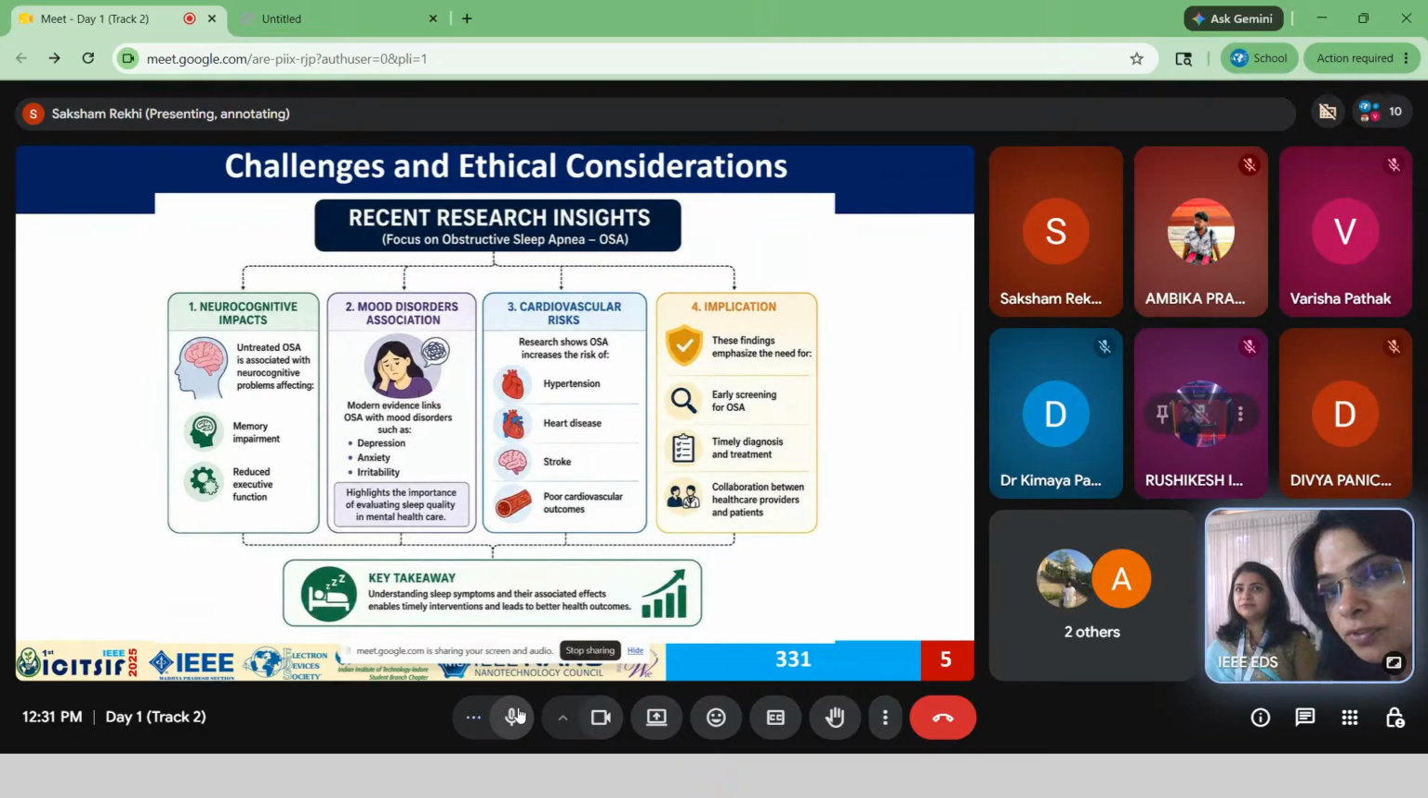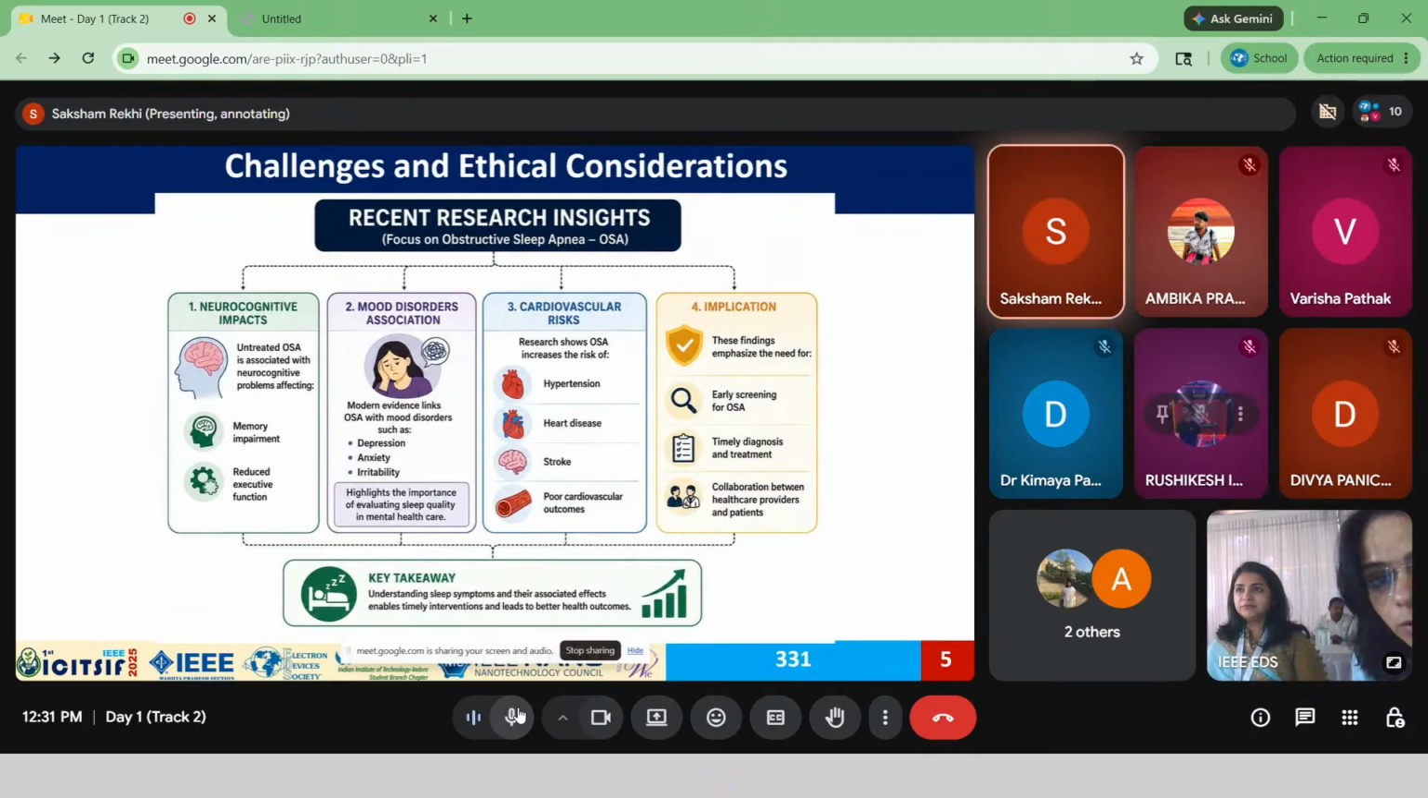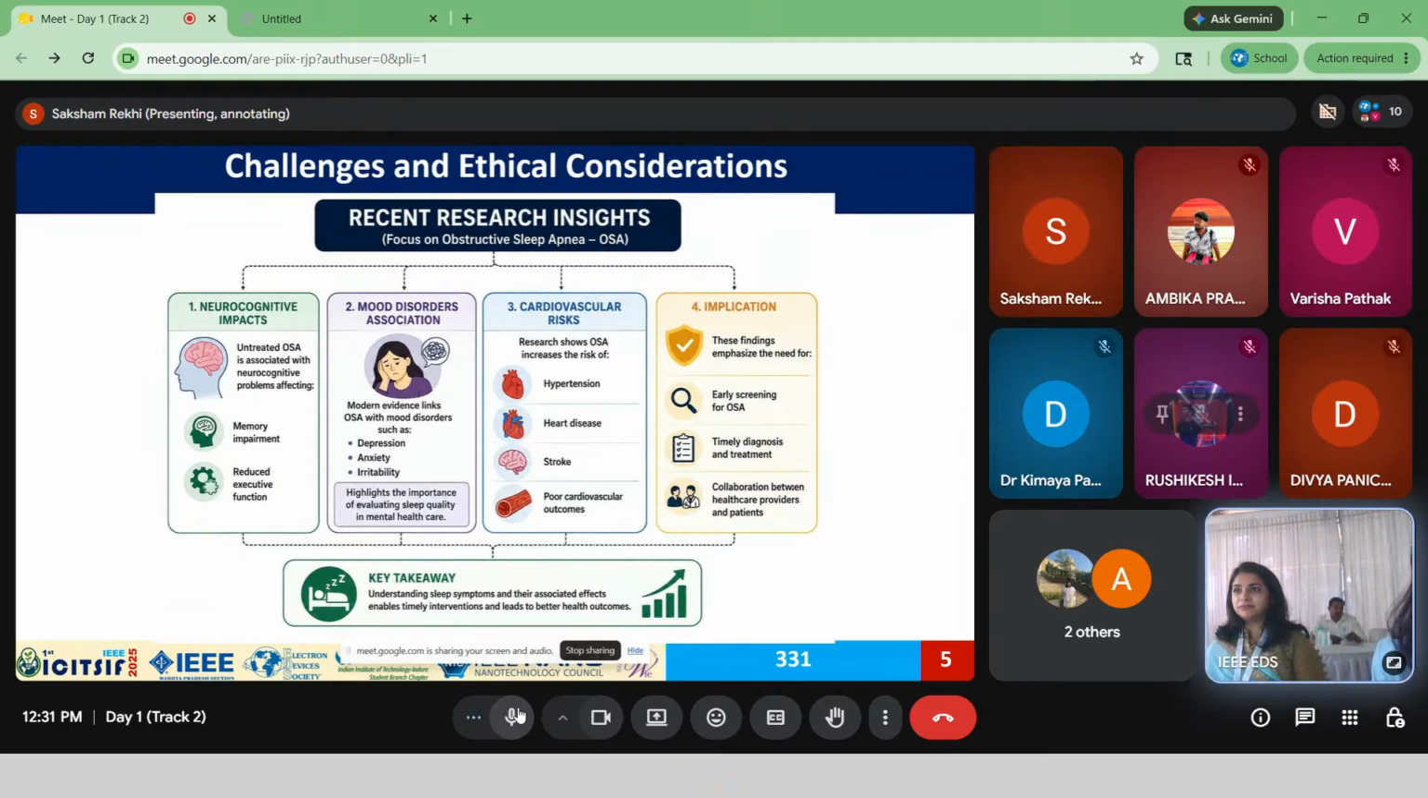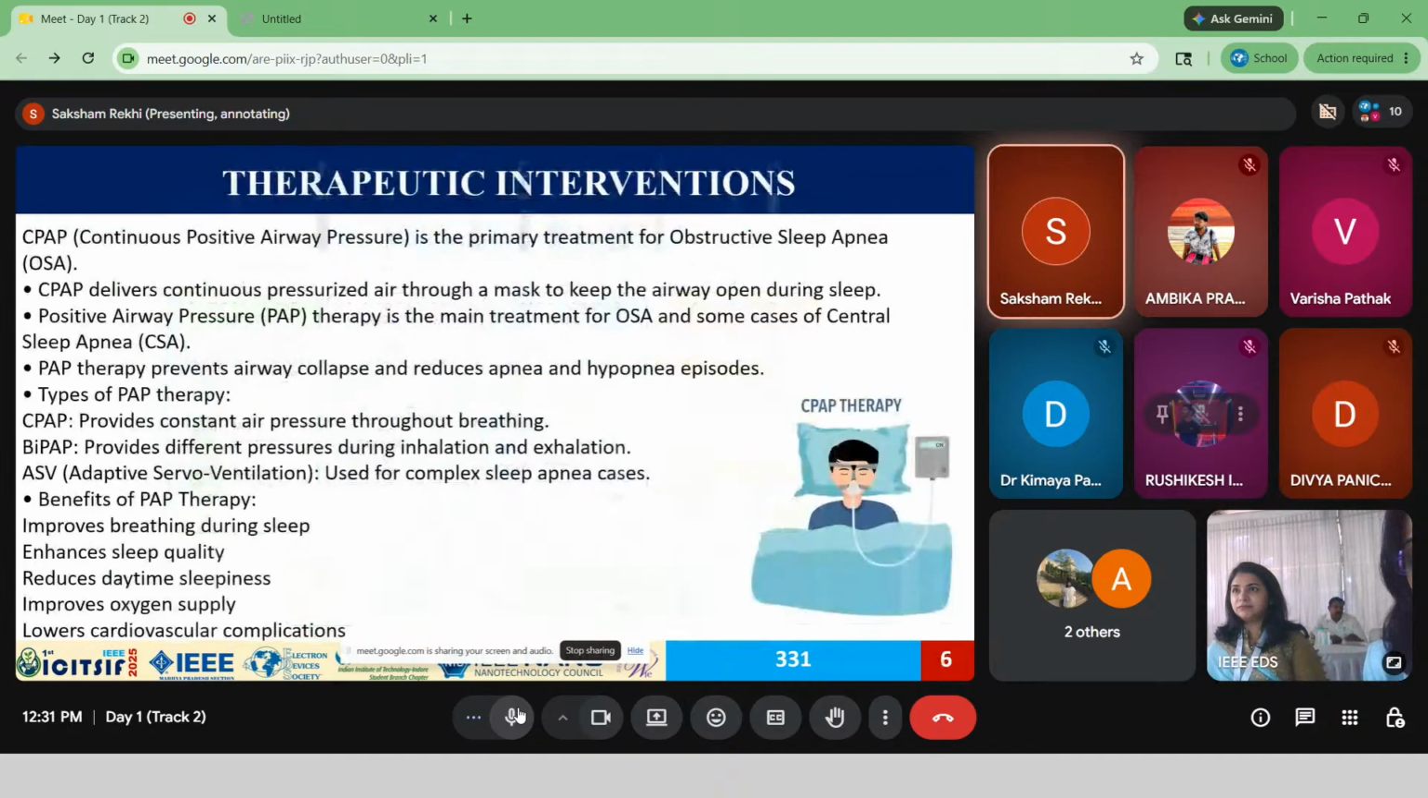Cardiovascular. Therapeutic intervention includes various types of positive airway pressure techniques such as CPAP, continuous positive airway pressure, and BiPAP, bilevel positive airway pressure. CPAP provides constant air pressure throughout the breathing. BiPAP provides different pressure during inhalation and exhalation.